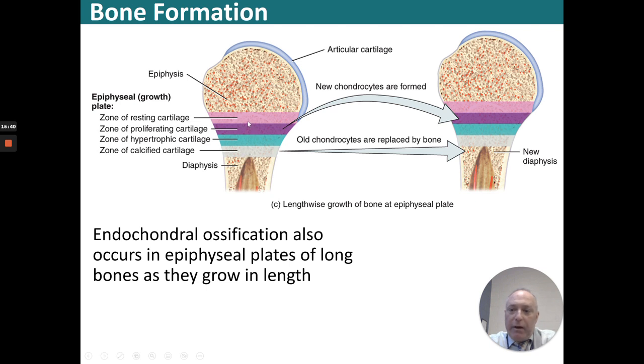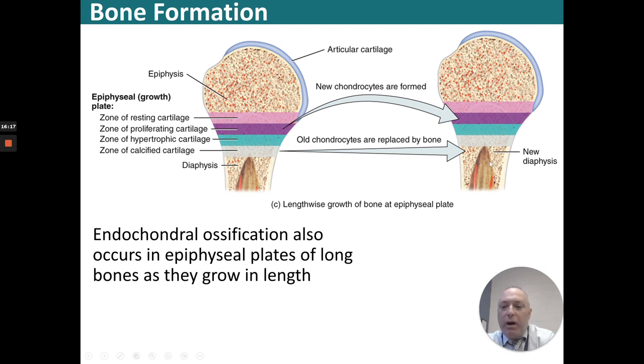So you have resting cartilage on the proximal end, proliferating cartilage, hypertrophic, which means it's getting bigger, and then calcification, and then you've got your bone formation. New chondrocytes are in this proliferating zone, and then the older chondrocytes, which are more towards the interior, are replaced by bone. And this is going to extend the diaphysis.